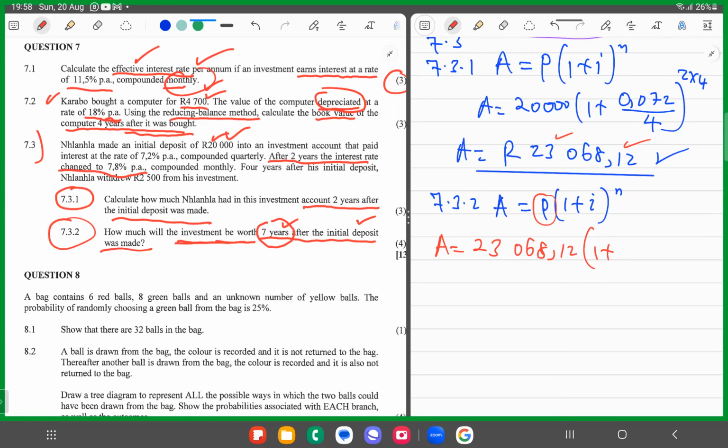So which means, therefore, that you have these. The interest rate then changed to 7.8%. The 7.8% in the question divided by 100, so it becomes 0.078. But it is compounded monthly, so you must divide by 12. After 2 years, the interest rate changed to this compounded monthly. 4 years after the initial deposit, Nhlanhla withdrew 2,500 from his investment.